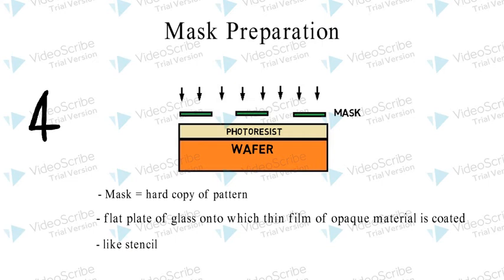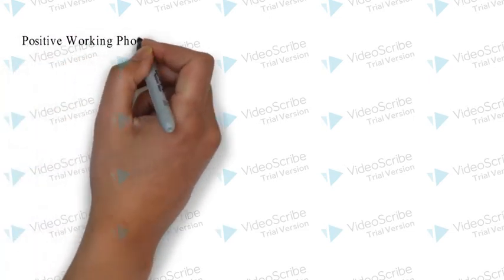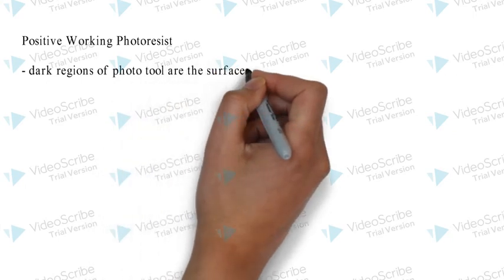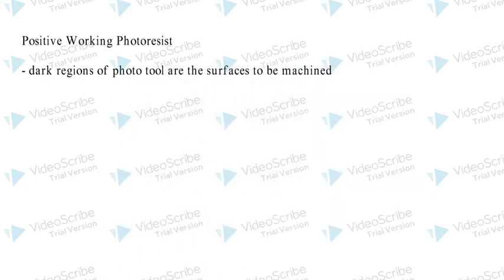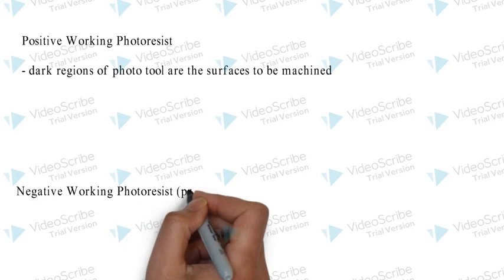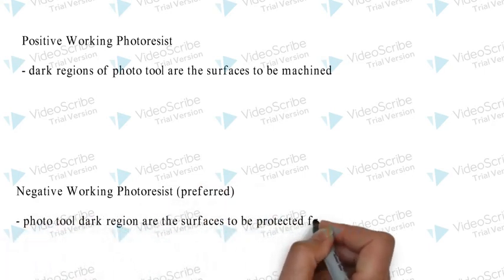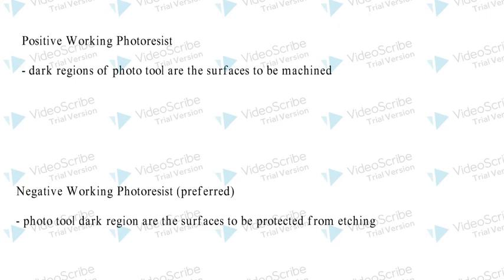There are two types. The first being positive working photoresist, in which the dark regions of the photo tool or the mask are the surface which are to be machined. And the second is negative working photoresist, that is a photo tool or a mask where the dark regions of the surface are to be protected from the etching so that the brighter regions or the white regions are used for machining.